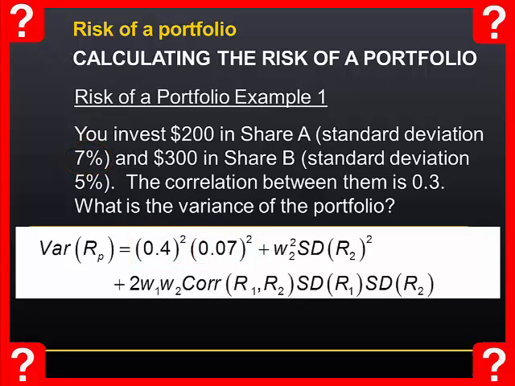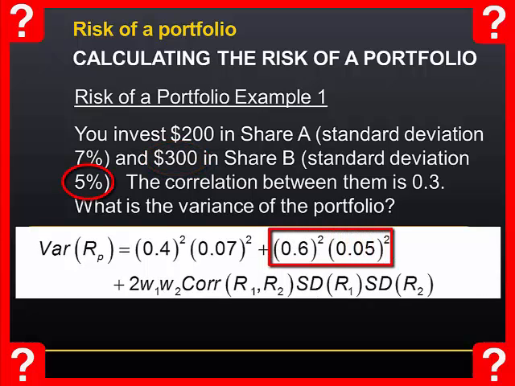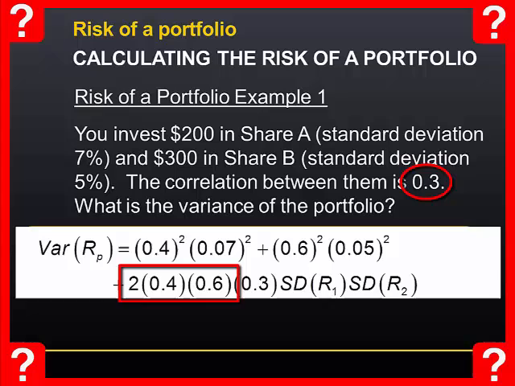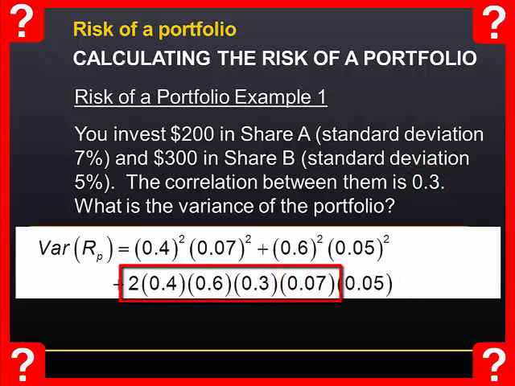The weighting of share B is 300 divided by 500, or else you could calculate it as 1 minus 0.4. The standard deviation of share B is 5%, or 0.05. In the third term we have both weightings, 0.4 and 0.6. We have a correlation of 0.3, and then we have the two standard deviations, 0.07 and 0.05.